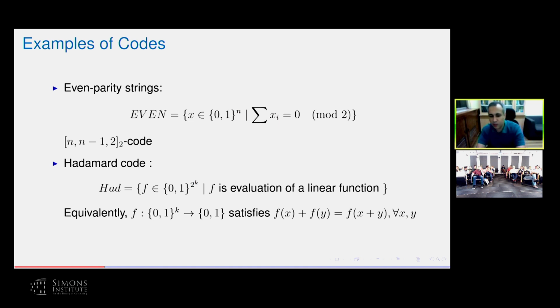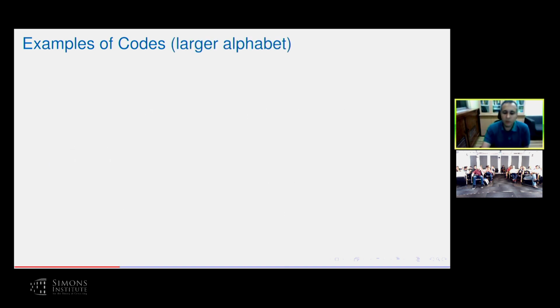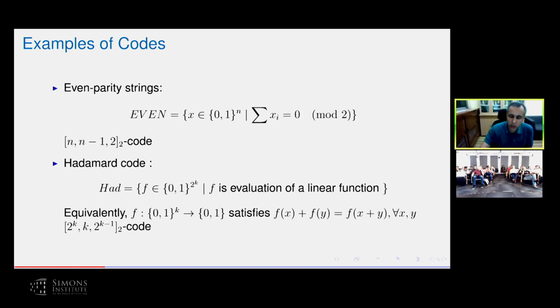This is exactly the Hadamard code. And it's not hard to see that the Hadamard code is a 2^k, 2^(k-1) Boolean code. So this is a code which we'll talk about. These are codes over the Boolean alphabet.